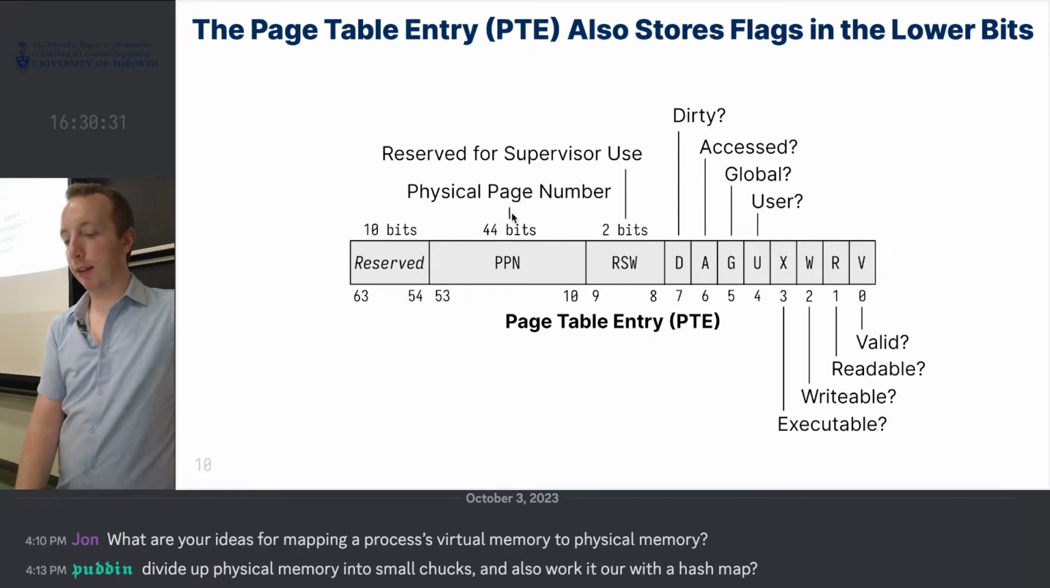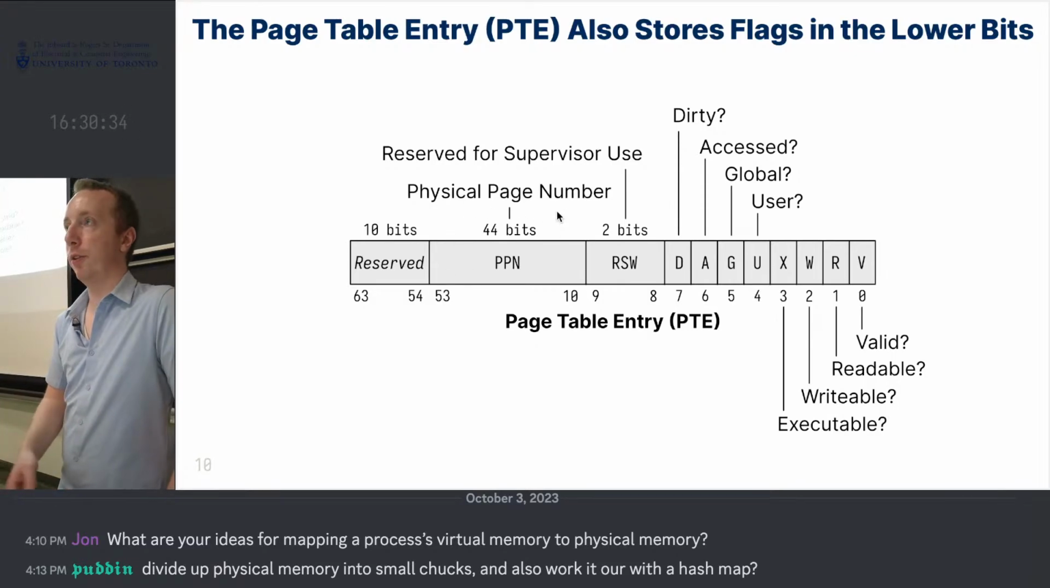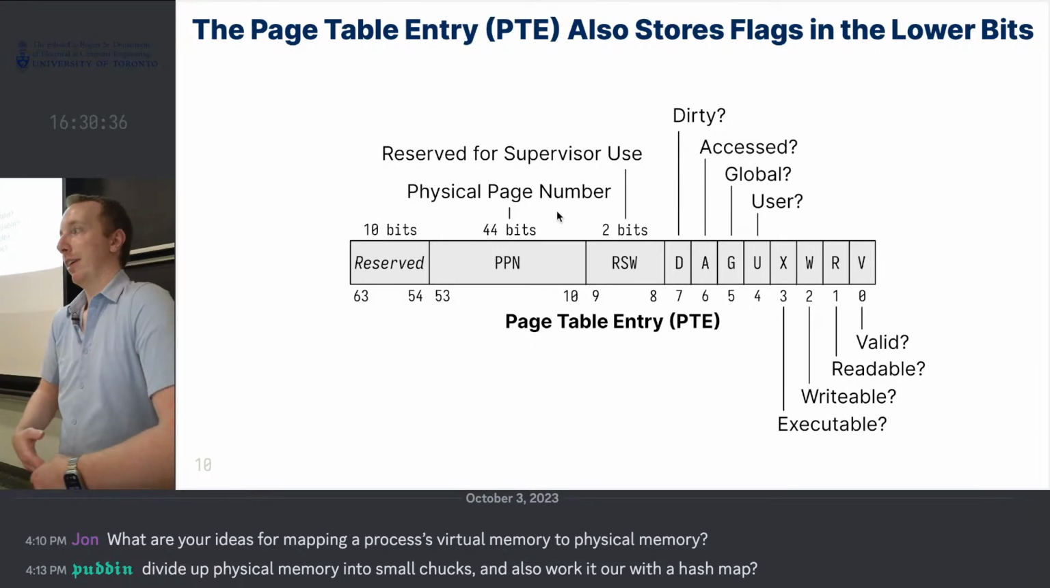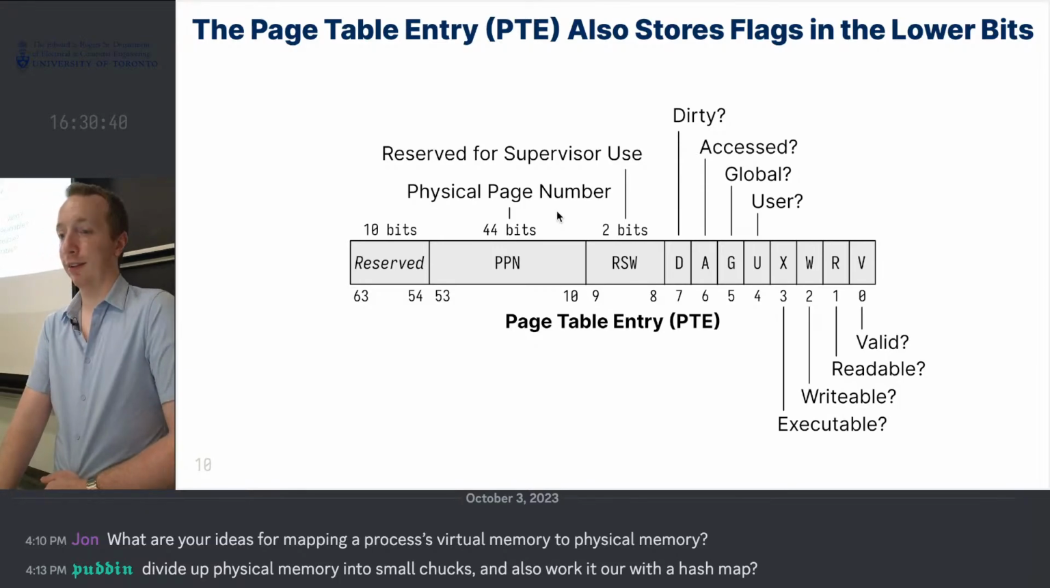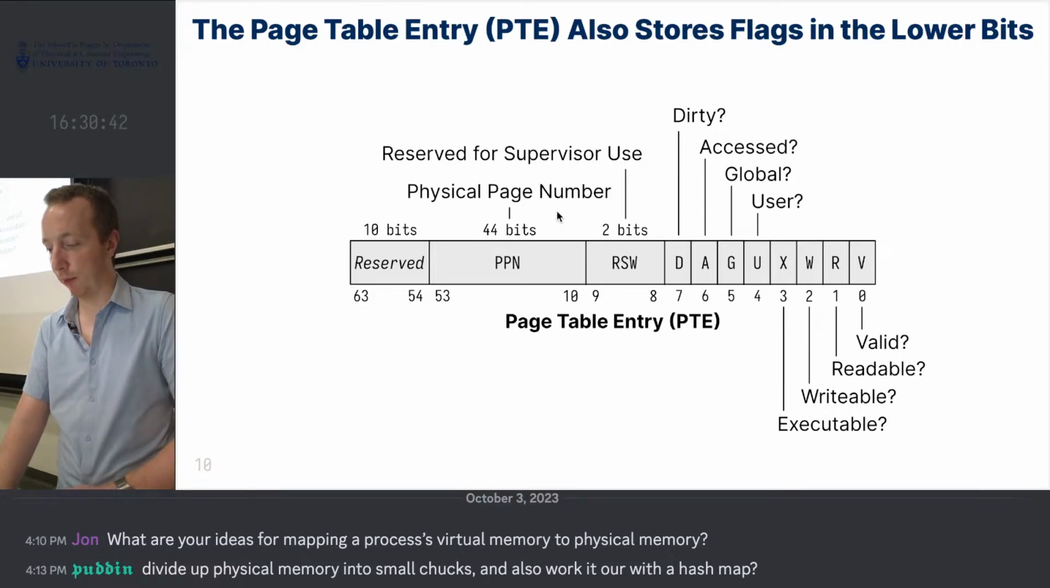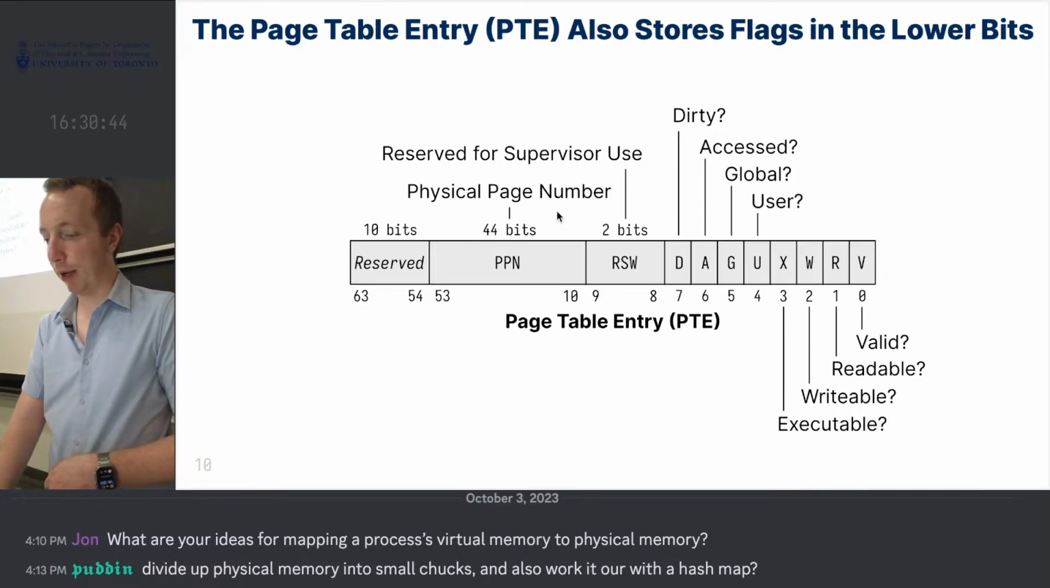And then they reserve some 10 bits just for future use. They could extend the physical page number if they really wanted to, but for now they have 56 bits for physical addresses, so that's enough for the foreseeable future. But if they wanted to, they could expand it.